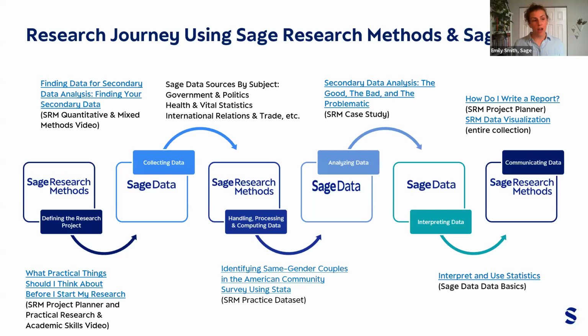So, everything from defining the research project, there's a lot of information in SAGE Research Methods about how to decide on a research topic, how to decide on a research question, all the way through collecting data, handling and processing it, analyzing it. There's a really great case study in SAGE Research Methods about doing secondary data analysis, interpreting, and then communicating your findings and your research. So just a visual understanding of how those two resources can really work together to support you along the entire research journey.